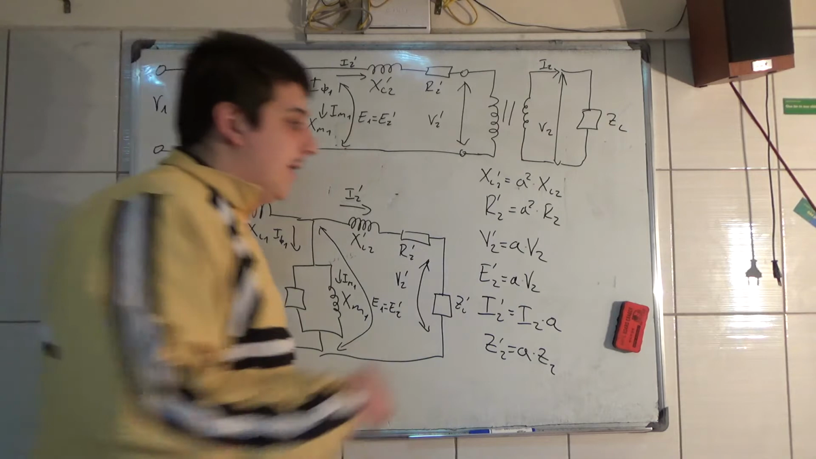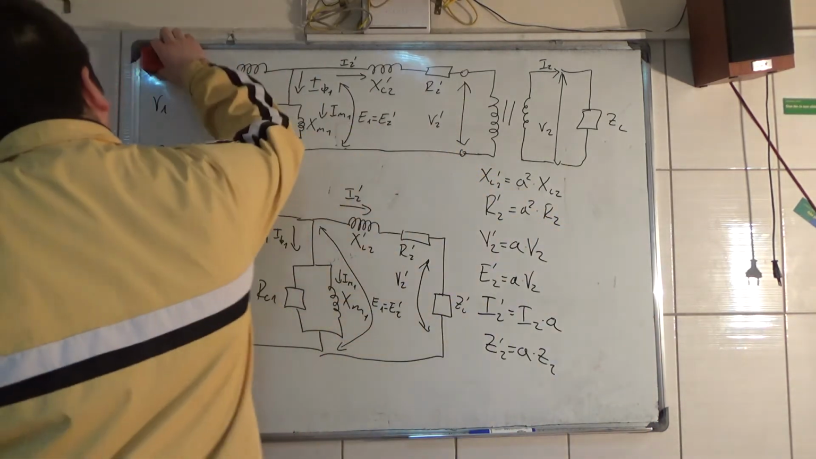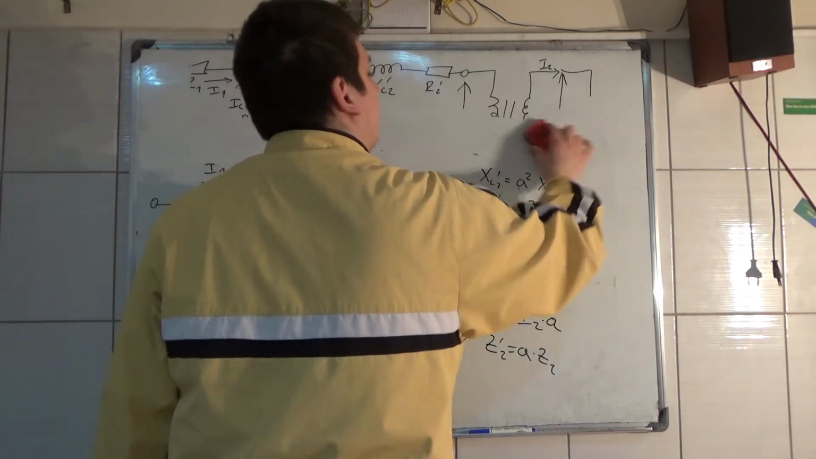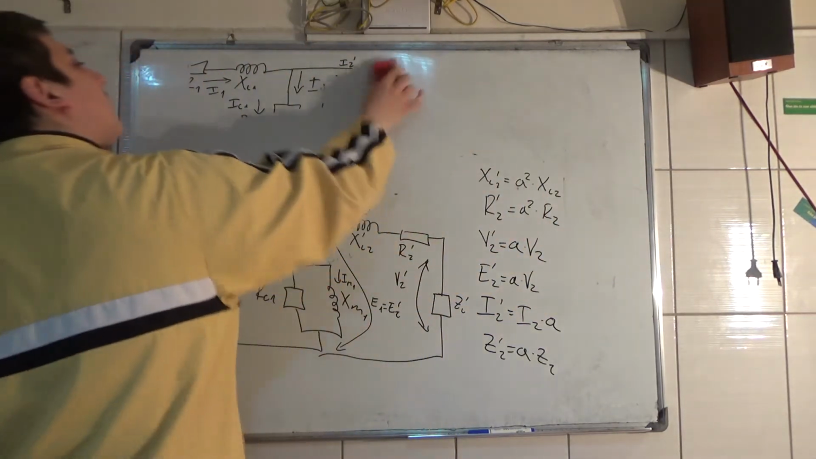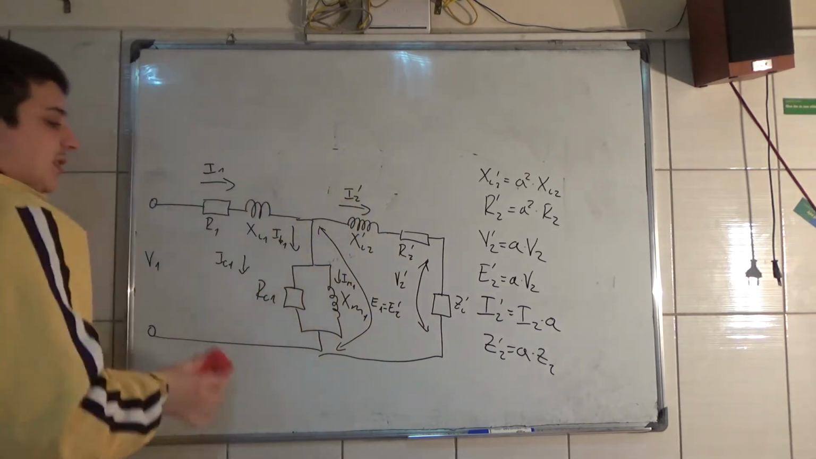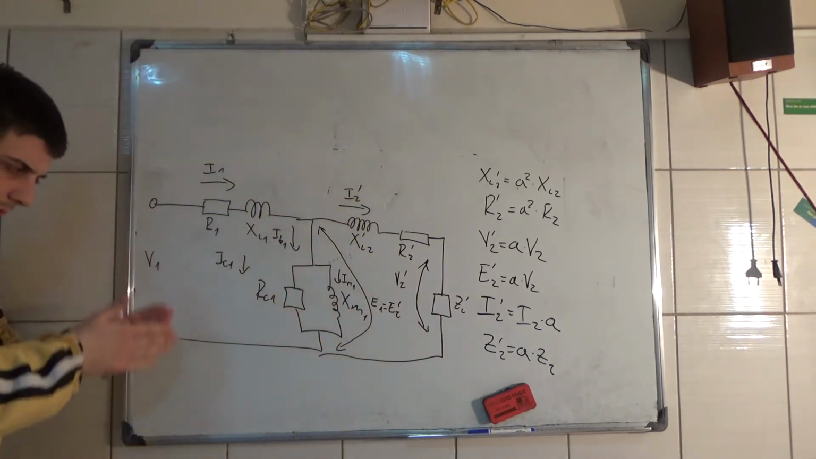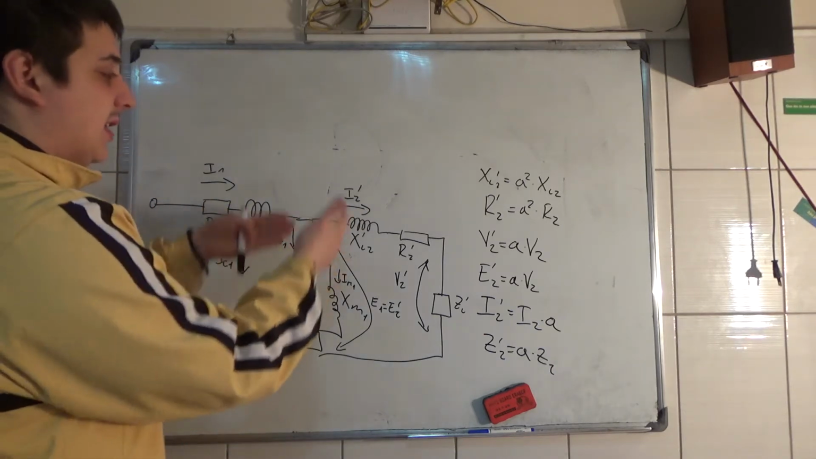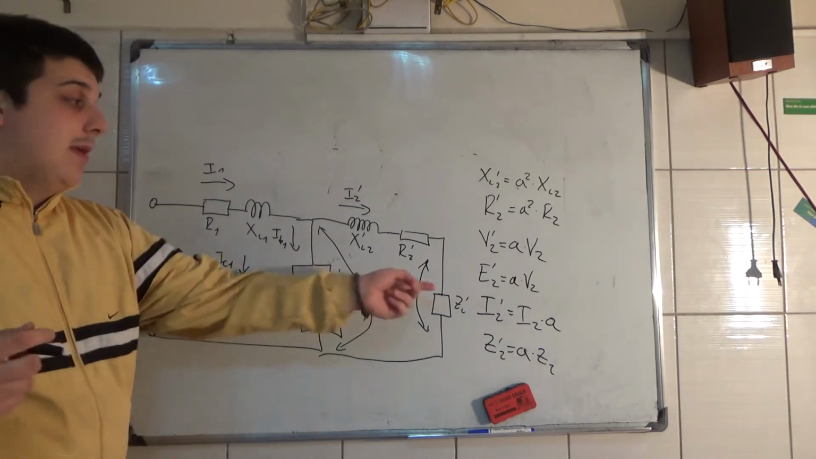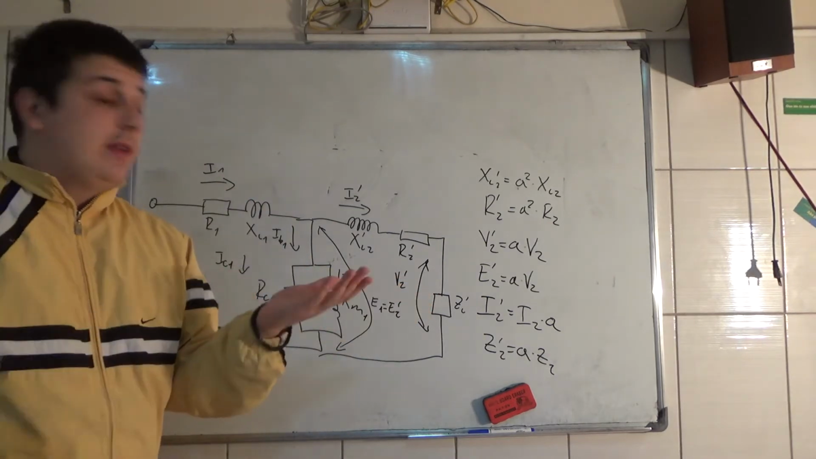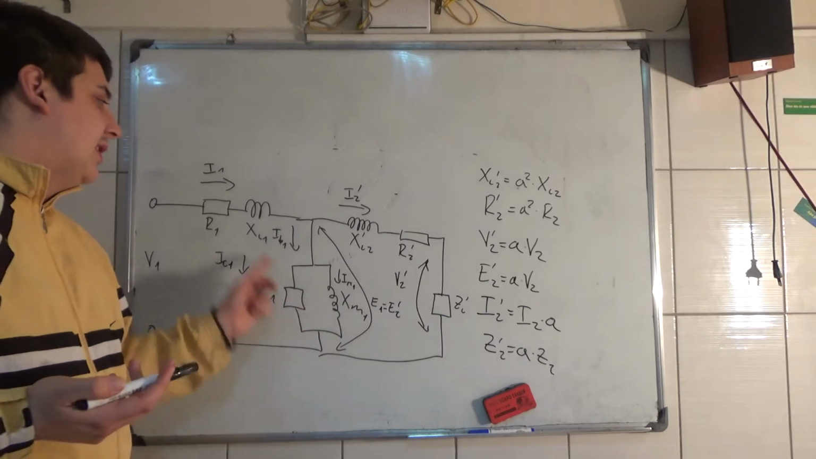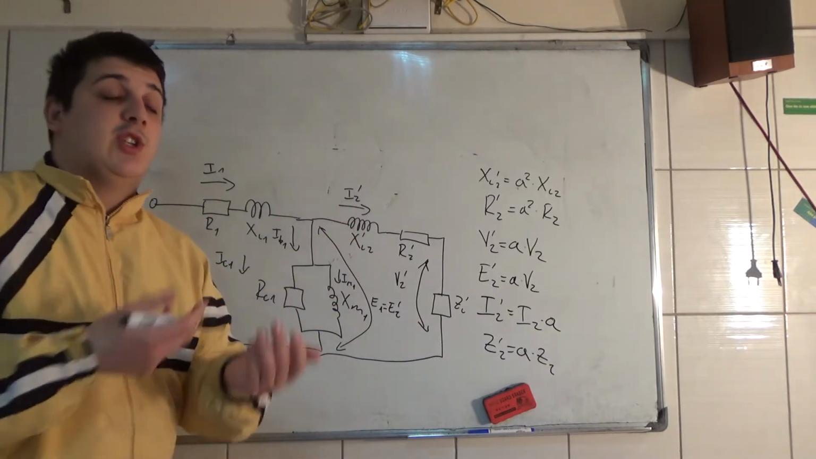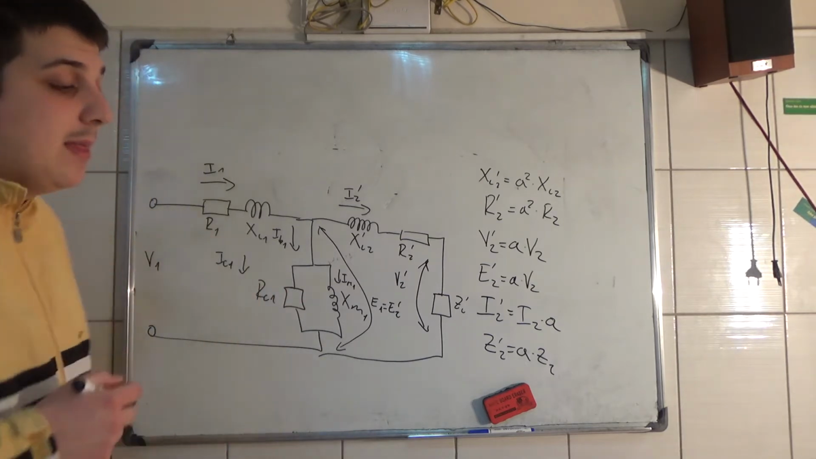Okay, so this is the practical transformer equivalent circuit. Now we have resistances, we have reactances, and also the resistance of the load. In the ideal transformer we didn't have this and this. But in real life we have these parameters, and as an engineer you have to calculate them.